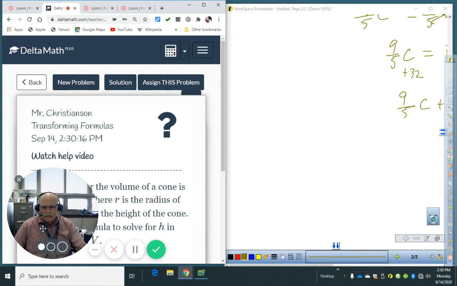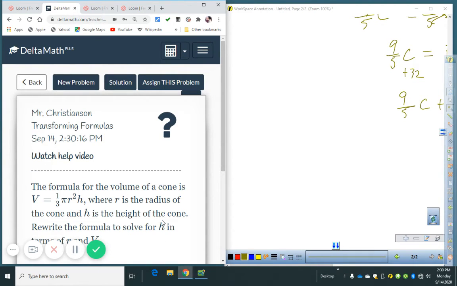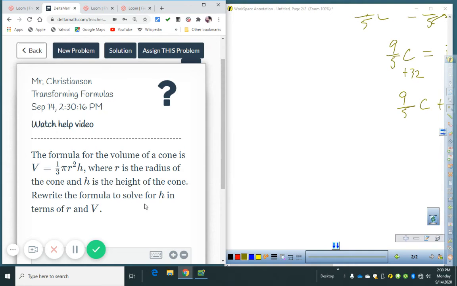Okay, transforming formulas. So if we take a look at this, and I don't like what I'm seeing, I'm going to take my picture off of there. We take a look at this. It says the formula for the volume of a cone is V equals 1/3 pi r squared h, where r is the radius of the cone, h is the height. Rewrite the formula to solve for h in terms of r and v. So what it's saying to me is it wants me to say h is equal to something, right? Now, you might look at this and say, oh, well, we can just divide by h and divide by v, and we're going to have everything. But that's not exactly what we should be doing.